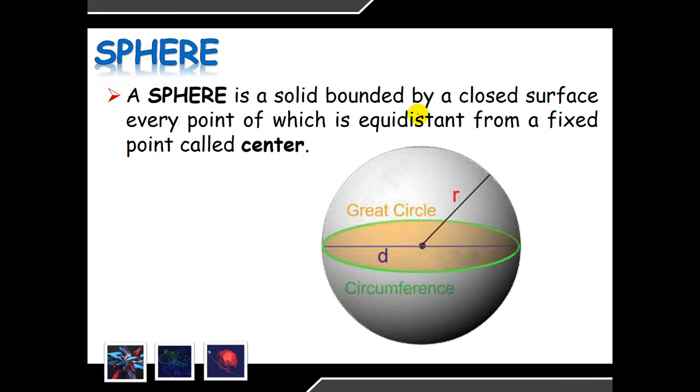A sphere is a solid bounded by a closed surface, every point of which is equidistant from a fixed point called the center. So kung ito yung center natin, lahat ng possible points na i-connect natin sa surface ng solid na to are all equal and they are called radius. At kung meron tayong diameter sa circle, dito sa sphere, twice the radius is also the diameter of this sphere. So, d here is also equal to 2r.